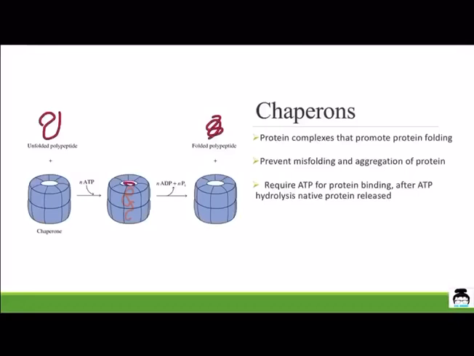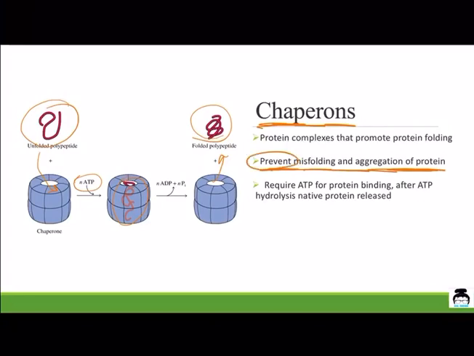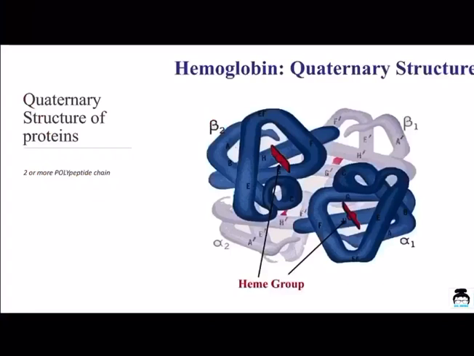Now, this folding process we've mentioned is aided by this protein complex we call chaperones, right? Now, obviously, this is a secondary structure. It enters inside the chaperone, and with the help of ATP, the secondary structure undergoes the process of folding, and then it's released, and this is aided by what we call chaperones. Now, malfunctioning of chaperones might result in misfolding and aggregation of proteins. So chaperones play a key role in preventing misfolding and aggregation of proteins.